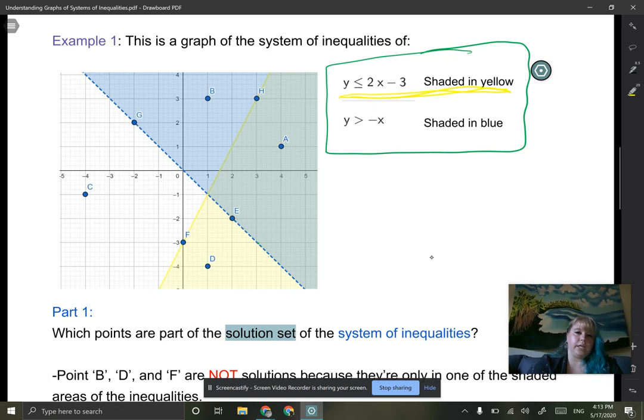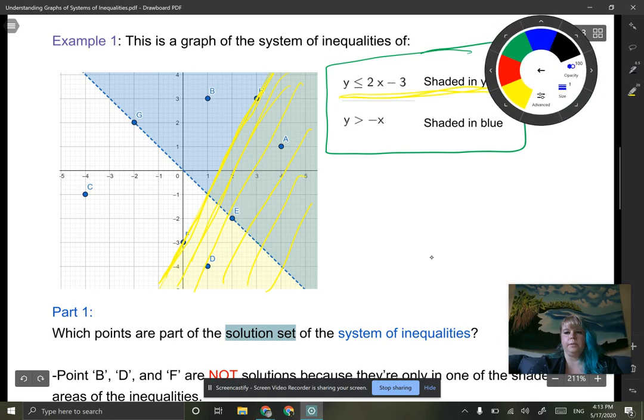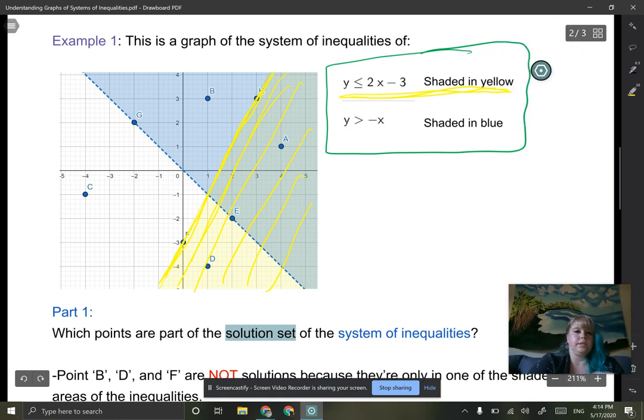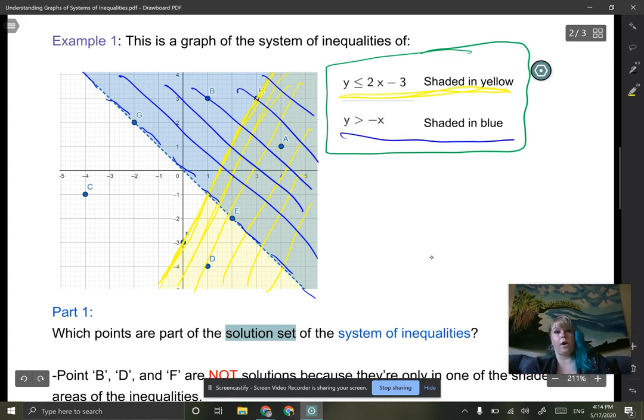Once again, the yellow has a solid line that goes all the way down and up here. And we include everything less than or equal to y because it's a solid line. Okay, so that's for our first inequality. Our second inequality is the blue dashed line, and then everything in that blue area. And this is y greater than negative x.